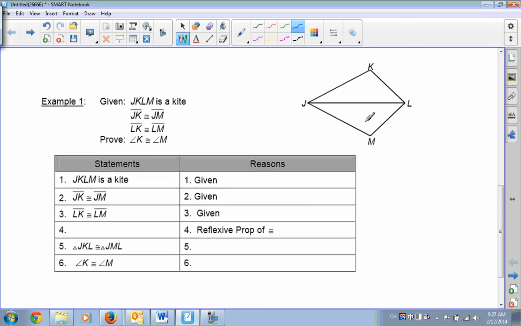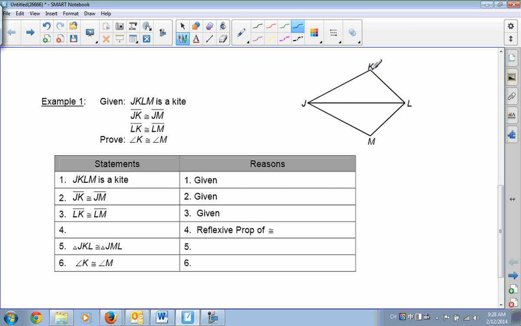There we go. Okay. Given JKLM is a kite, and given that JK is congruent to JM, and given that LK is congruent to LM. Okay, so that's a lot of givens. So it's already marked on here. What else do we need to do with those givens? Mark them on the picture, okay?